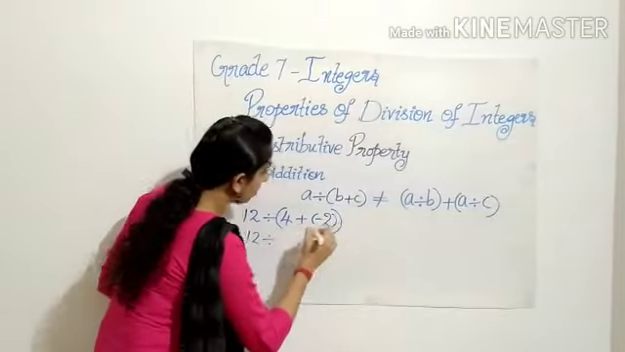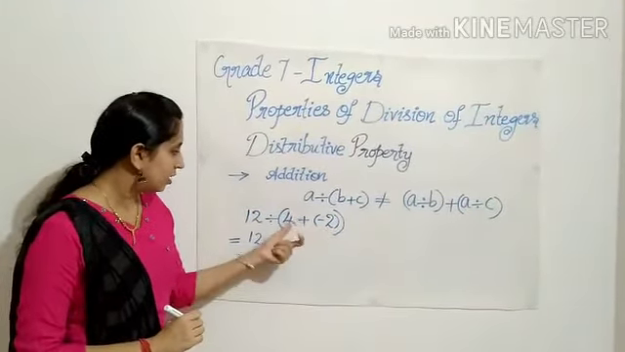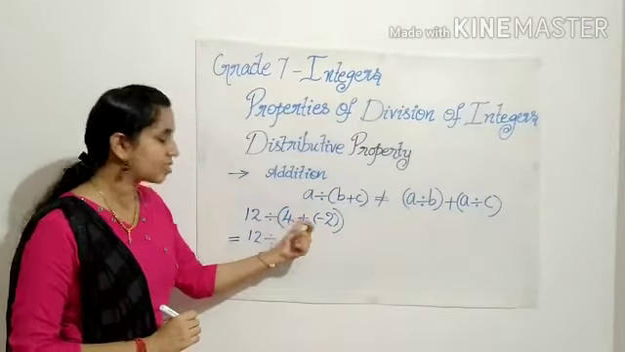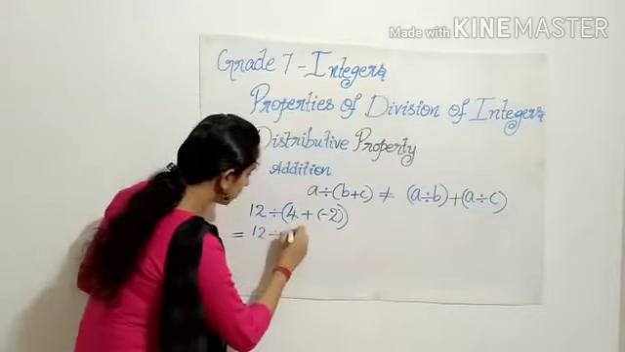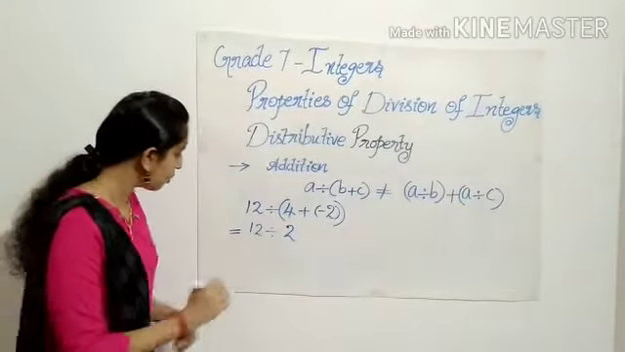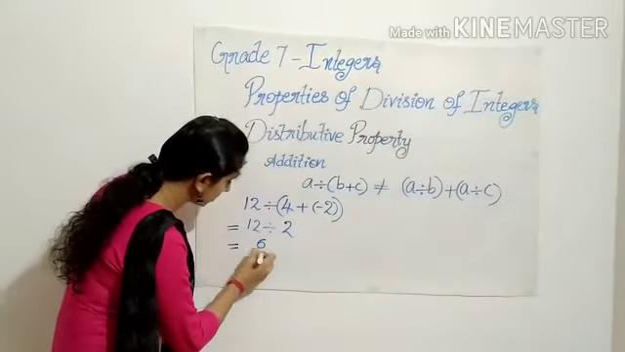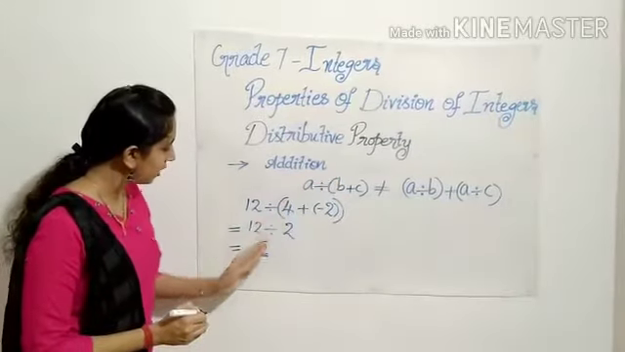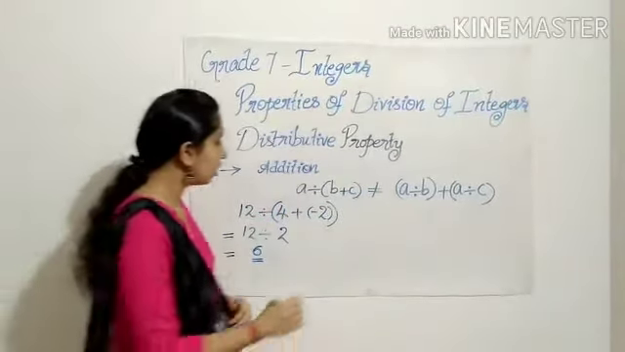What is the answer for 4 plus negative 2? Here we have to check. Different signs have come here, so we have to subtract and put the bigger number's sign. 4 minus 2 is 2, and the bigger is positive, so it is positive 2. So at last what answer do we get? 12 divided by 2. So the answer is 6. This part we got the answer as positive 6. Let's check the other case also.